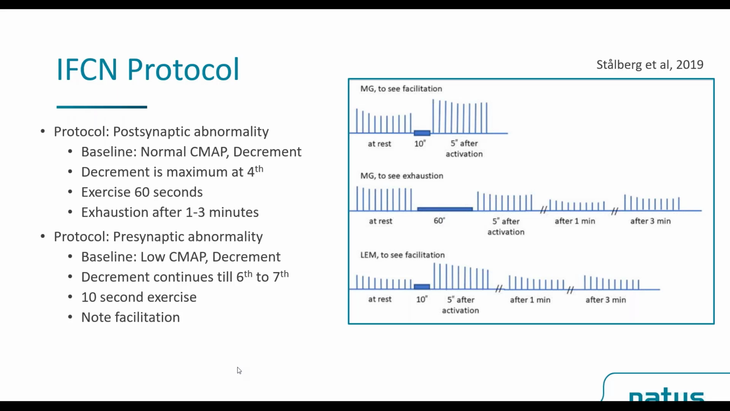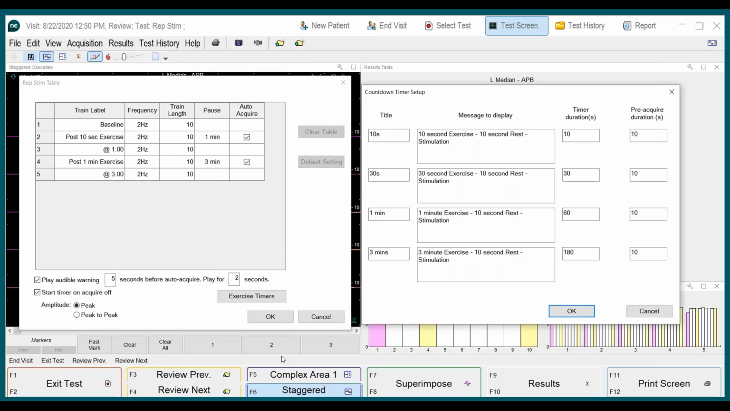It's important to recognize that exercise is done for two reasons. One is to look for facilitation. If you are interested in facilitation, then 10-second exercise is more than enough. If you are looking at exhaustion, now you need a 60 to 70-second exercise. So in terms of defining protocol, there is no fixed time for the exercise that will be used. Let's keep that in mind. And then also we get exhaustion at 1 to 3 minutes.